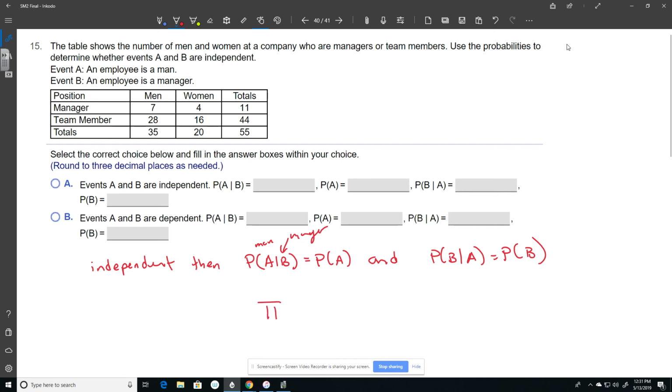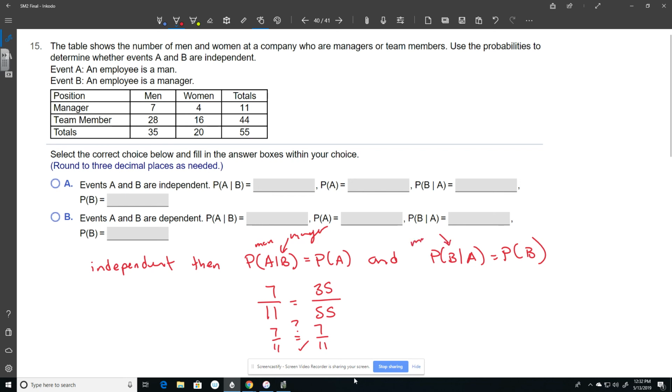11 managers. How many of those managers are men? 7 of them. So 7 out of 11 chances of picking a man if I pick a manager. Is that the same as the probability of picking A, of just picking a man at random? So out of all the people, I have 55, and the men make up 35 of the people. 7 out of 11, that's already simplified. And I want to know, is that equal to 35 over 55? Put that in your calculator and you will find out that that's also 7 over 11. So those are true. Now I just have to test it the other way around.